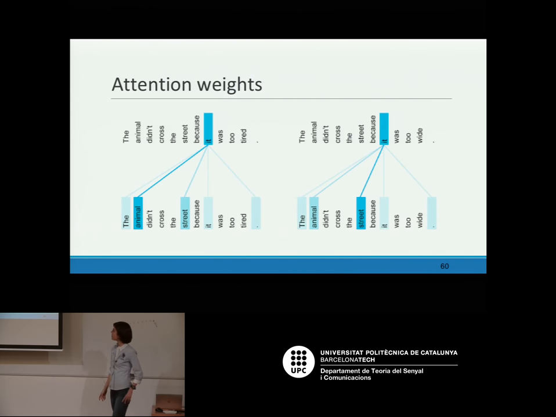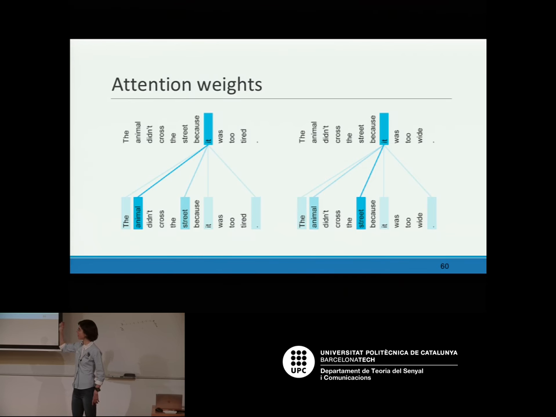But in this case, the animal didn't cross the street because it was too wide. This "it" refers to the street, okay? So the translation is going to be different. You see what I mean? Depending on what "it" refers to, if the target language has gender flexion, feminine or masculine, this is going to influence my translation. So this is the advantage and the power of using intra-attention.